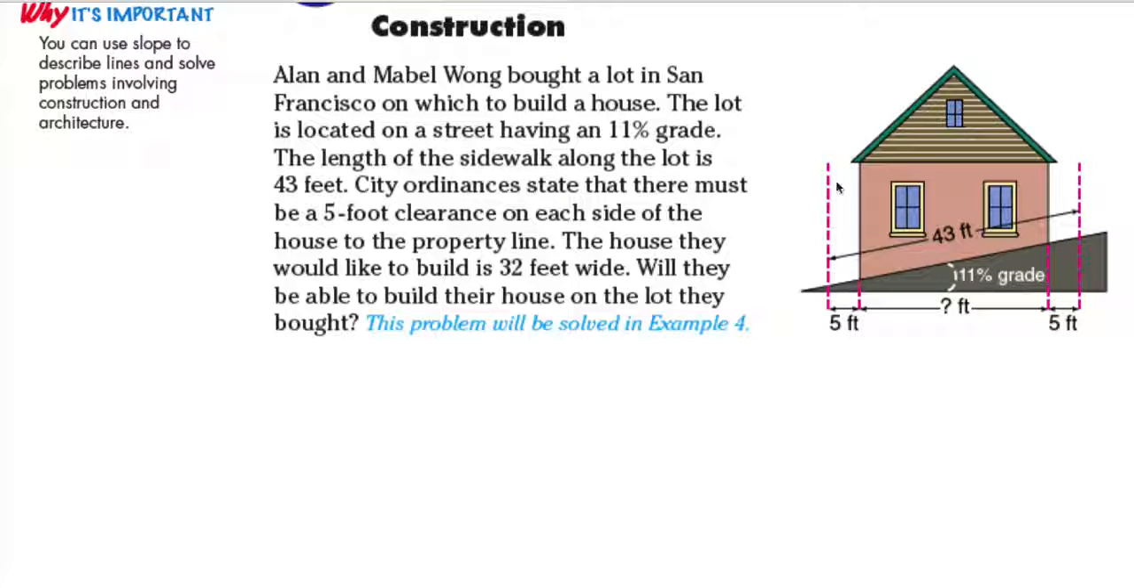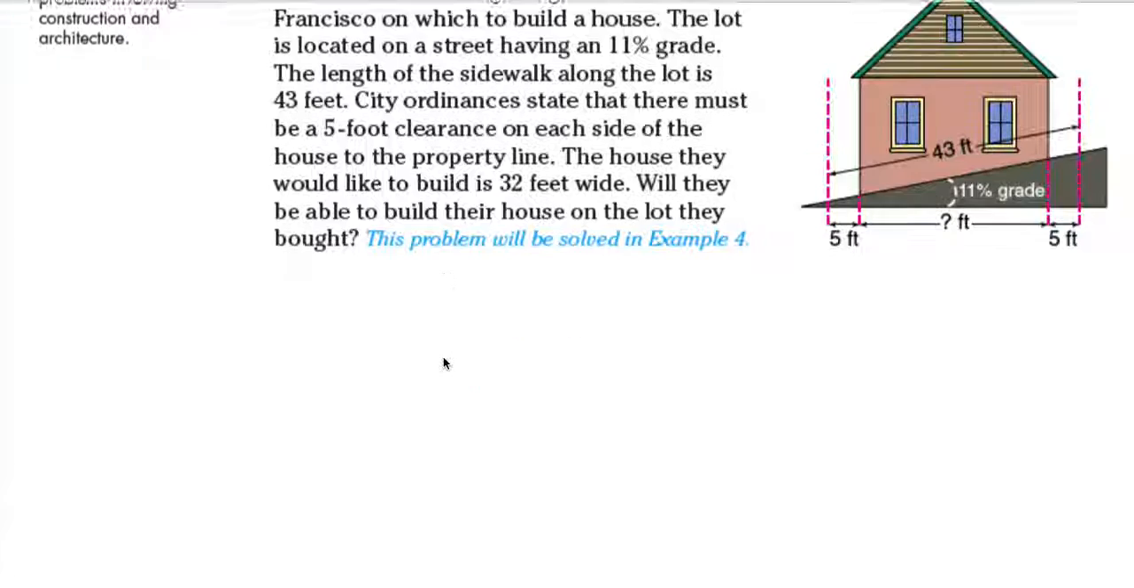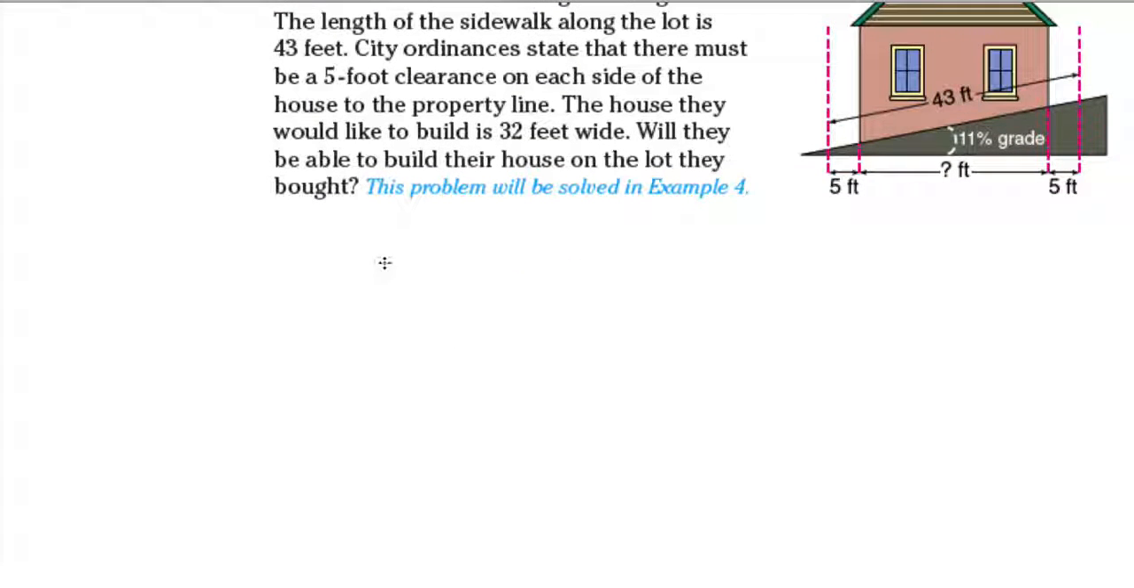So this is the scenario that they have. Their house is on an 11% grade, and the length of the sidewalk along the lot is 43 feet, and there should be a 5 feet clearance on each side of the house from the property line. They would like to build a house that's 32 feet wide. We'd like to find out if they can build their house on the lot they purchased. So this is a good example of slope.